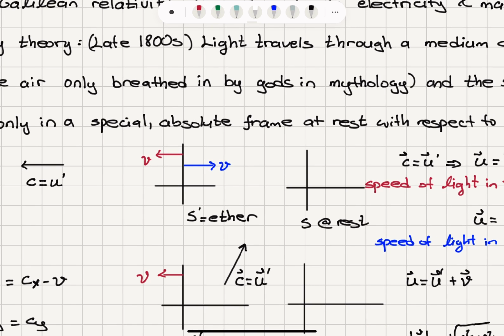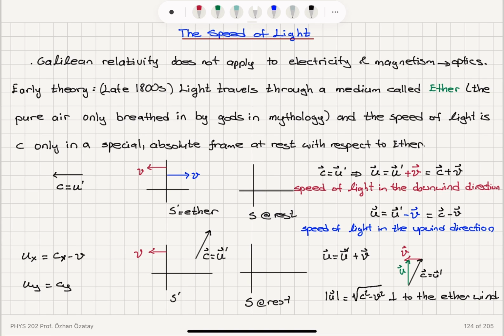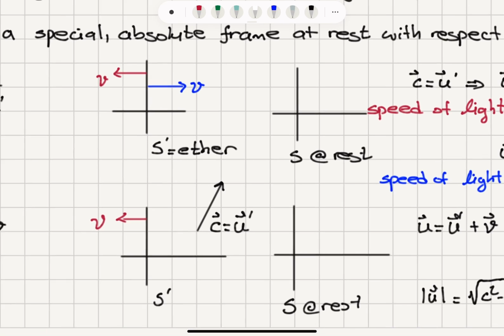If we change this scenario, if ether is moving to the right, now ether reference frame measures the speed of light c, the velocity direction is to the left. In that case, we have to subtract this velocity for the report on the lab reference frame, so it will be c minus v. That will be the speed of light measured in the upwind direction, so it will be c minus v. Now let's consider another scenario.